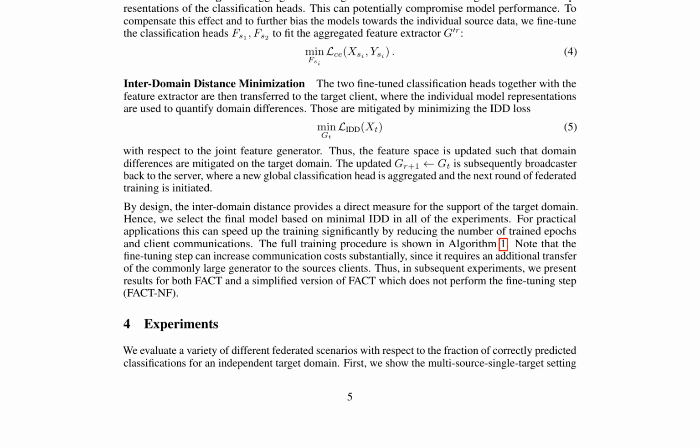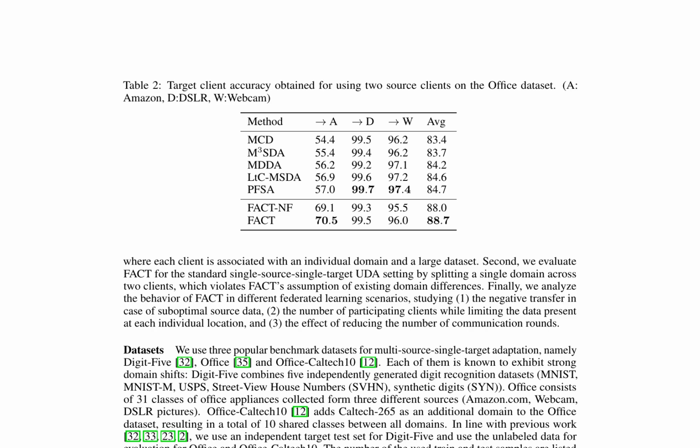The authors also analyze the behavior of FACT in different federated learning scenarios, including the effect of suboptimal source data, the number of participating clients, and the number of communication rounds. The results show that FACT is robust to negative transfer and can adapt to different numbers of clients and communication rounds.